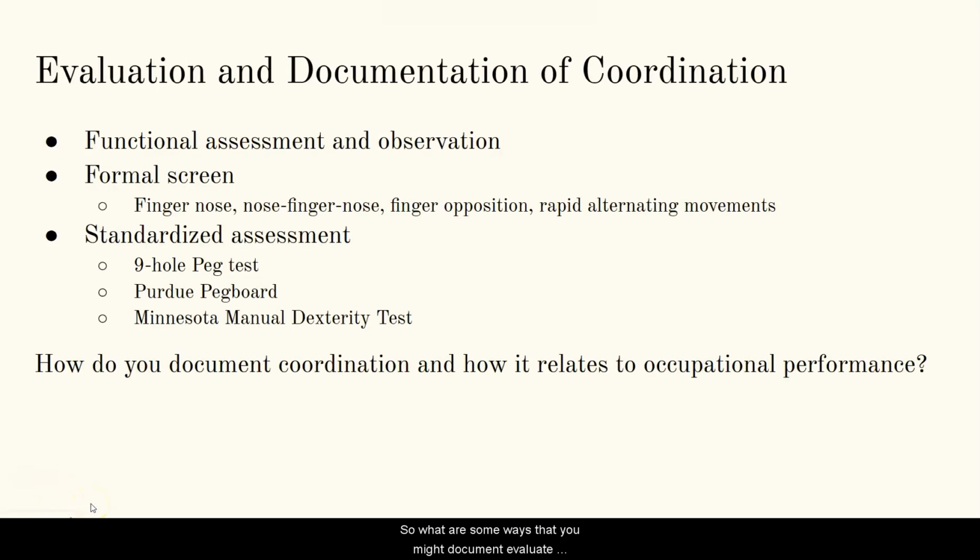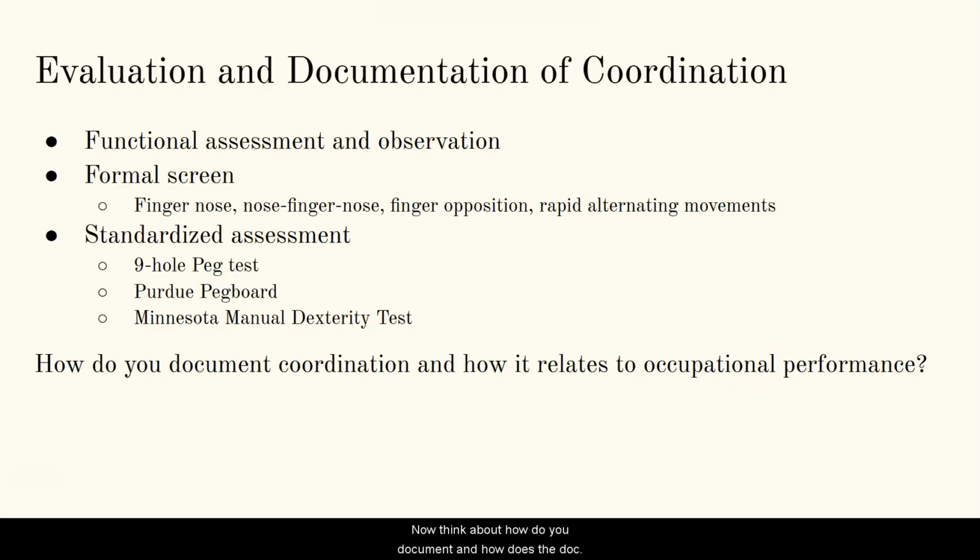So what are some ways that you might evaluate and document coordination? We've gone through a lot of this, your functional assessment and observation. What are you seeing them doing during a functional task? Thinking top-down approach. Or are you using a bottom-up approach and using more formalized screenings or evaluations immediately? So finger to nose, nose to finger, opposition, rapidly alternating movements, or you're maybe using a standardized assessment such as the 9-hole peg test, the Minnesota manual dexterity test, or the Purdue pegboard, which you'll have the opportunity to do in class.